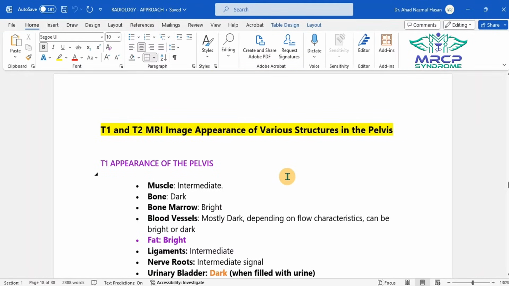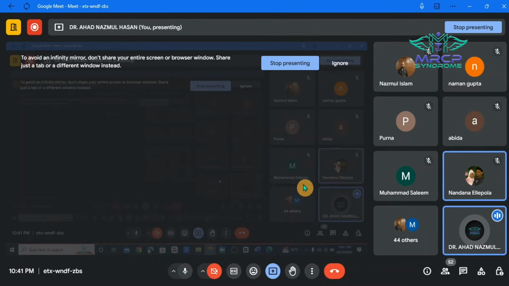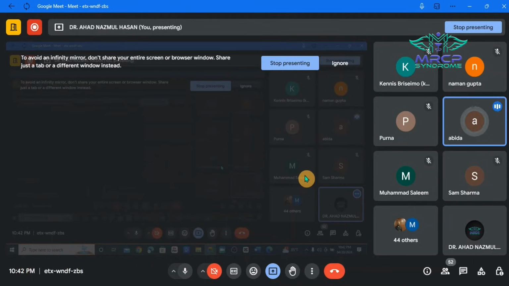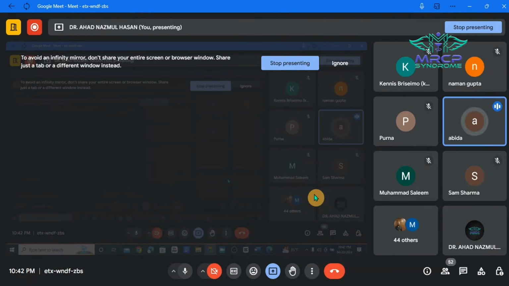So next one is T1 and T2 MRI images appearance of various structures in the pelvis. So what should be the color of ureter in T1, and what should be the color of ureter in T2, or urinary bladder? In T1 it will be hypointense, and in T2 it will be hyperintense. Yes, excellent. And in case of synovial fluid within the hip joint? Same, hypointense in T1 and hyperintense in T2.